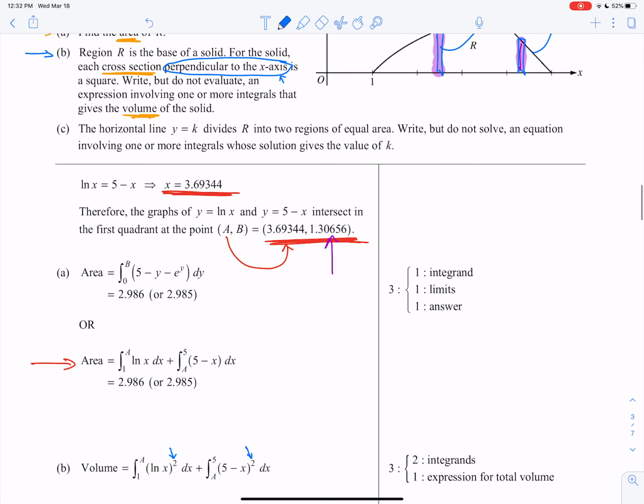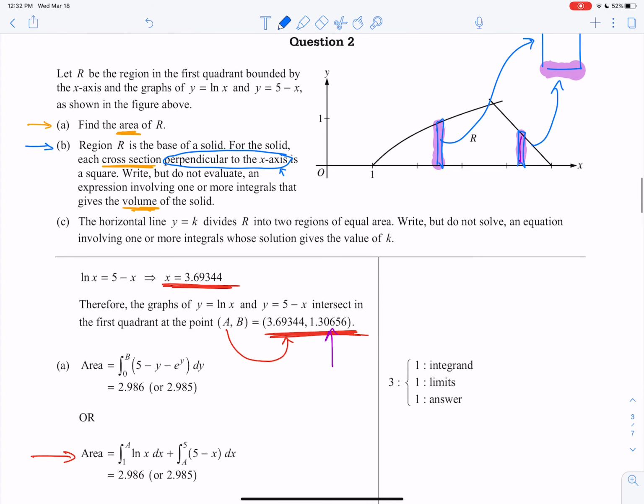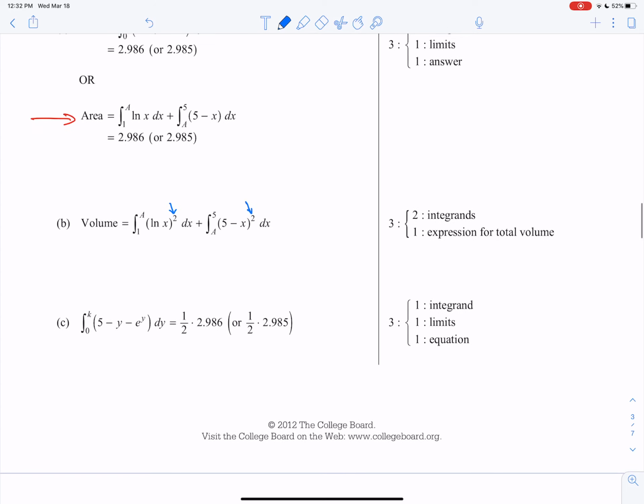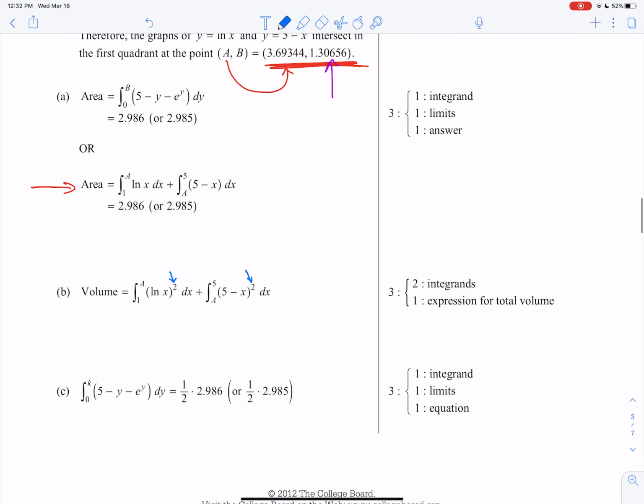Here, I don't think they ask you to evaluate, right? But do not evaluate. There you go. So even if you did calculate it, it's really not necessary. So just keep that in mind, okay?